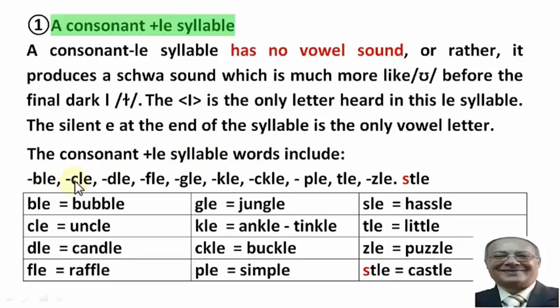B-L-E, C-L-E, D-L-E, F-L-E, G-L-E, K-L-E, C-K-L-E, P-L-E, T-L-E, Z-L-E, and silent S-T-L-E. Bubble, uncle, candle, raffle, jungle, ankle, tinkle, buckle, simple, hassle, little, bustle, castle.